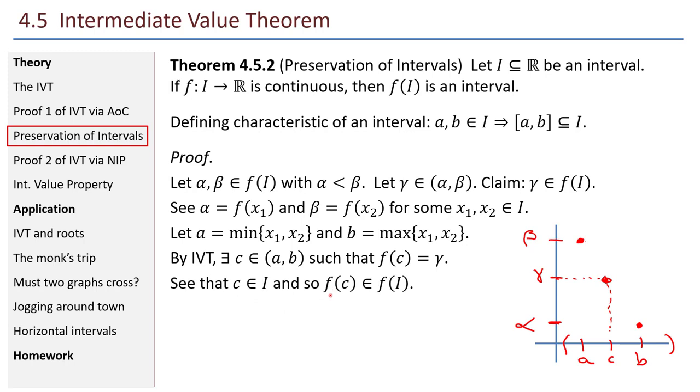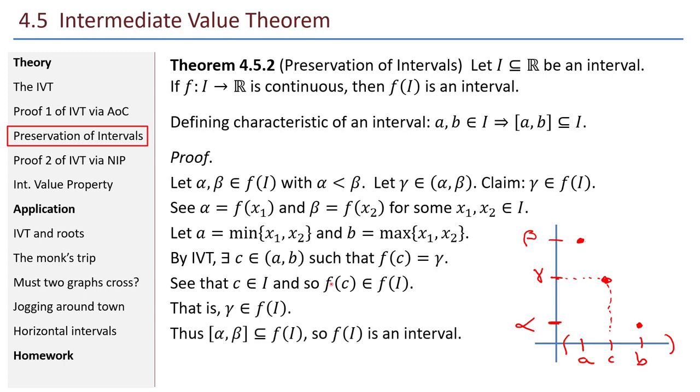Oh, well, C must be in I. So A and B are in my interval, and an interval contains everything between it, so C is in my interval as well. And since C is in the interval, f of C is in f of I. So in other words, gamma is in f of I.